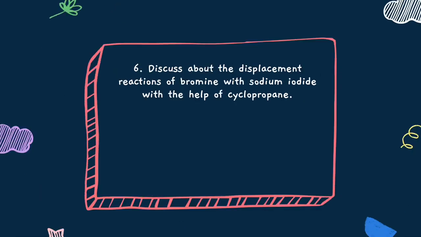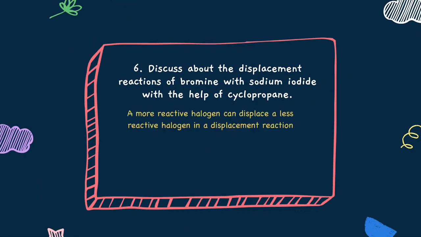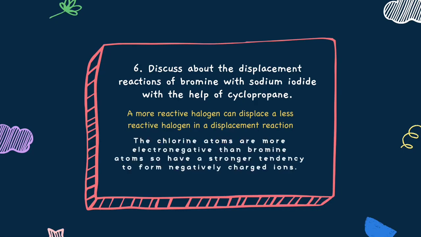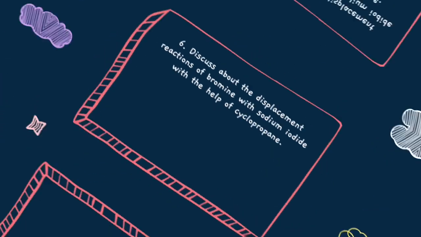The displacement reactions of bromine with sodium iodide with the help of cyclohexane. A more reactive halogen can displace a less reactive halogen in a displacement reaction. The chlorine atoms are more electronegative than bromine atoms, so they have a stronger tendency to form negatively charged ions. Bromine displaces iodide from an iodide solution.